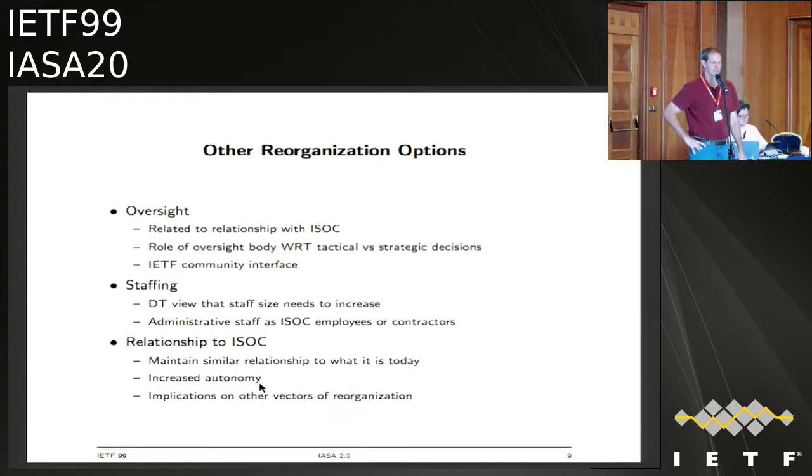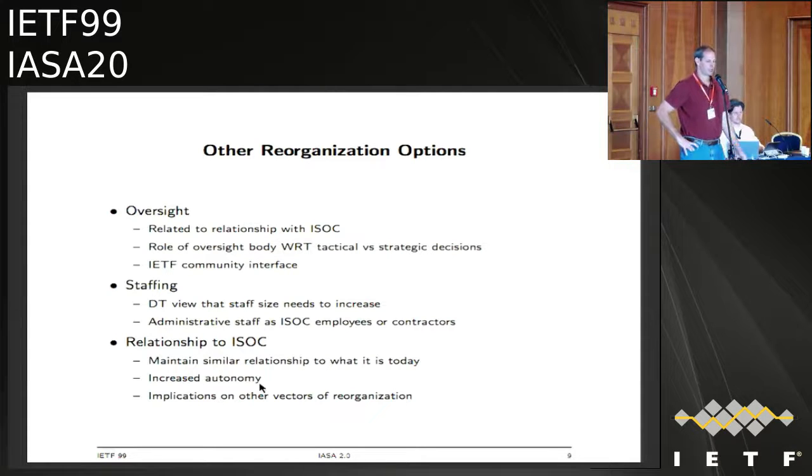In those other vectors of reorganization, I just pulled together a couple of quick points to highlight where things could possibly go. With oversight, that really ties back into what the relationship is with ISOC. It also affects what the oversight body does with respect to administrative decision making. And it would also require some level of defining what that IETF community interface looks like. On the staffing side, our view is that the staff is going to need to increase in some form or fashion in order to handle all the workloads. And the administrative staff could be ISOC employees or they could be contractors. But again, that ties back into what our relationship with ISOC would be.